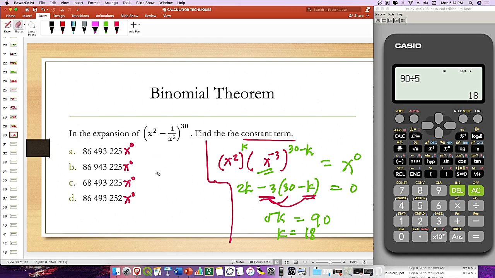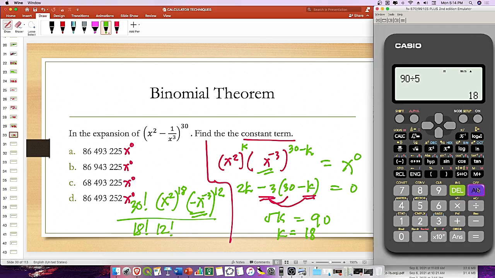Here, x squared raised to 18. Then this time we will copy the negative sign. Negative x raised to minus 2. Since the total exponent is 30 and you have now 18, the remaining will be 12. The total power is 30 factorial. Put that here. The exponent of x squared is 18 factorial. The exponent of this term is 12 factorial. Now you have your answer.